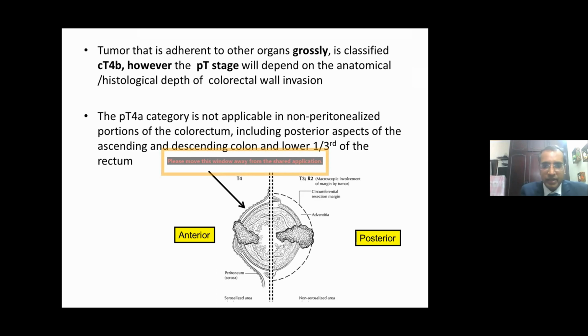So for example, if this is a case of an ascending colon, this is the anterior aspect and this is the posterior aspect. If the tumor is on the anterior aspect, growing anteriorly and breaches the serosa, it will be labeled as T4, but this is not a margin involvement. Whereas if the tumor is on the posterior aspect, arising from the mucosa and goes to the posterior-most aspect and reaches up to this dotted line, which is the circumferential resection margin, this is not a serosal breach. So this will be considered as a T3 with margin involvement.